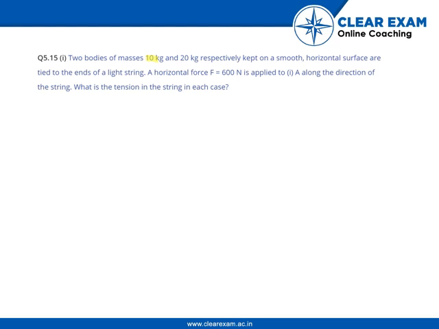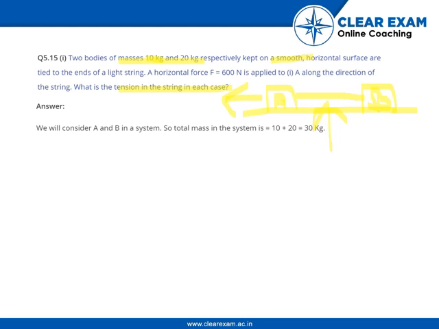Two bodies of mass 10 kg and 20 kg respectively, kept on a smooth horizontal surface, are tied to the ends of a light string. This is the diagram, and this is the string with which they are tied. A horizontal force of 600 newtons is applied to A. That is, a horizontal force is applied to A along the direction of the string. What is the tension in the string in each case?